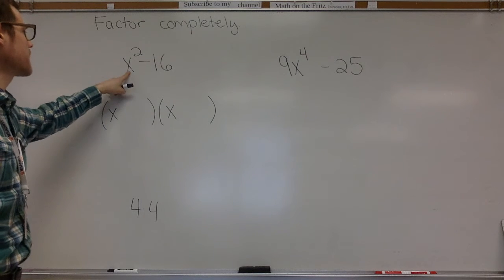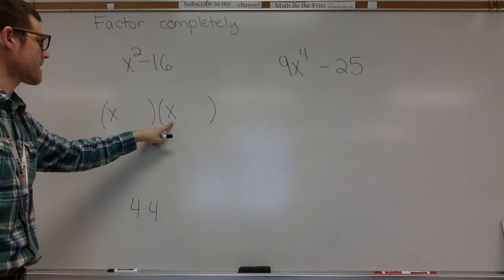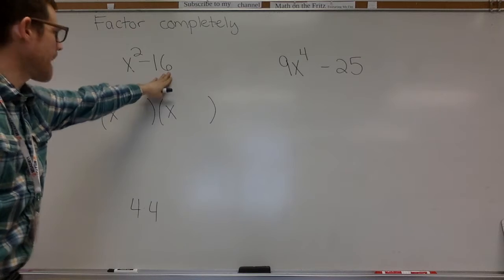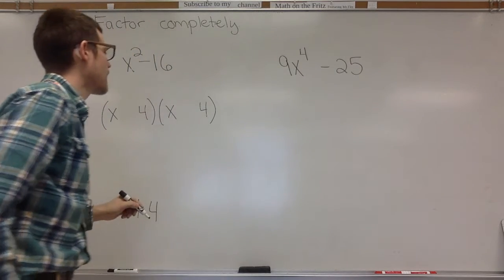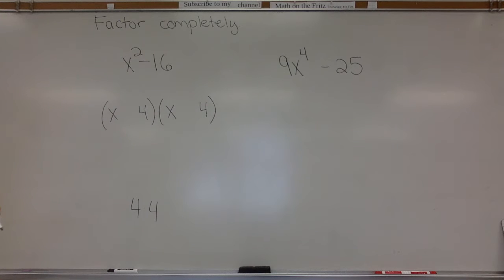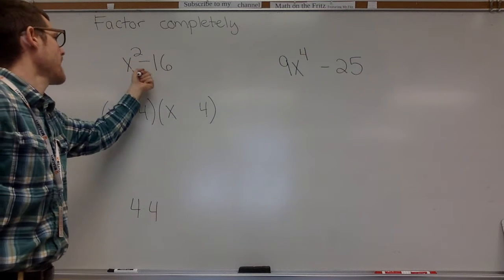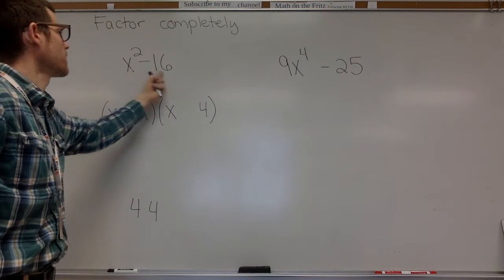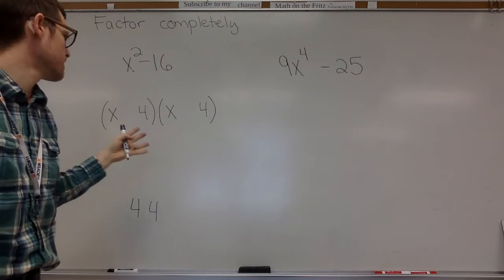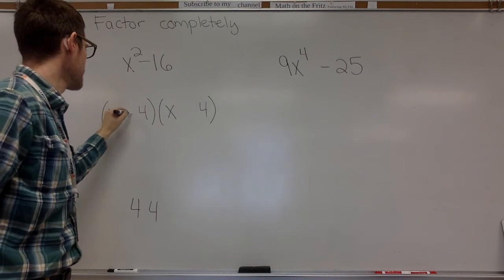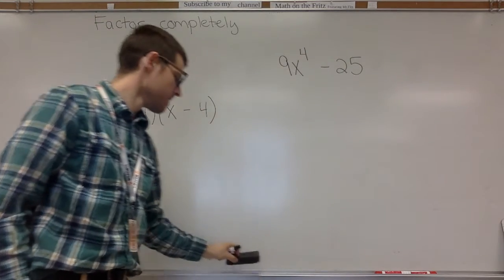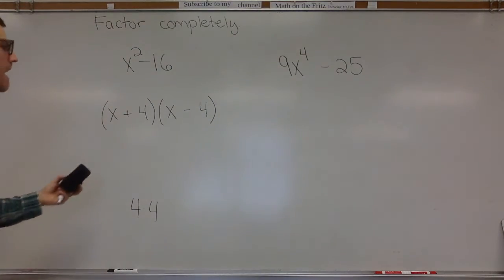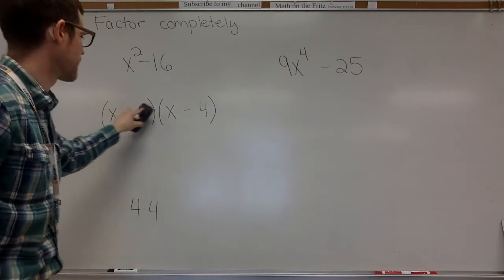So if the front can be created with x times x, the back number can be created with 4 times 4. Now we just need to make it a difference of squares. Because I don't have anything in the middle here, it's only a binomial, not a trinomial, I know that one of these had to be a plus and the other had to be a minus. Out of simplicity, I want to try to establish a pattern.